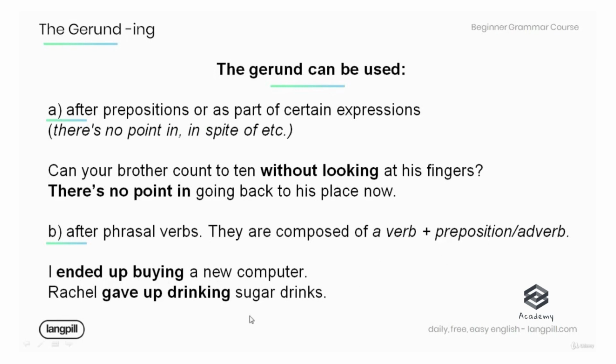Have a look at the second example. Rachel gave up drinking sugar drinks. The gerund drinking comes after the phrasal verb gave up, which is composed of a verb, gave, and up preposition.